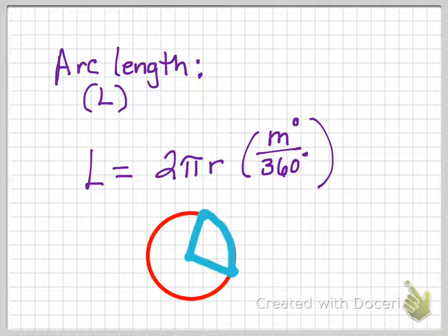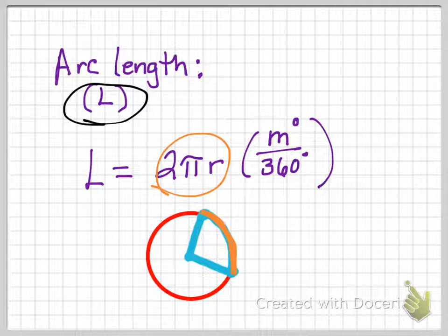Then we have arc length. Arc length is represented by L. So L is our arc length, and we will find it by saying, like we said earlier, that the arc length, L, is a fraction of the circumference. So 2 pi r is the circumference of the circle, and our fraction is whatever our central angle is, m degrees, divided by 360.